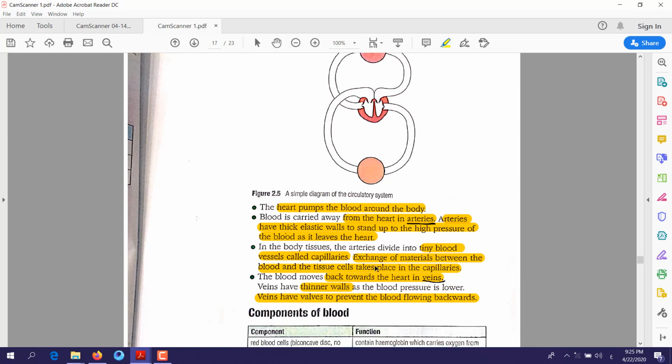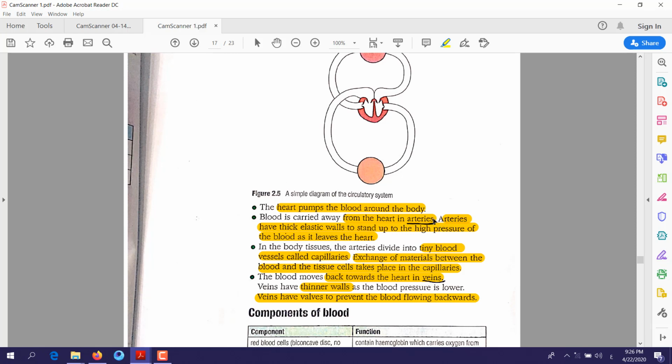Then, after that, we will have veins. Let's talk about veins now. Veins will take blood back to the heart. Okay? Veins take blood back toward the heart. Here, the walls of the veins are thin. It's not like arteries. And one more thing, veins have valves in them. The function of valves is to prevent the blood flowing backwards.